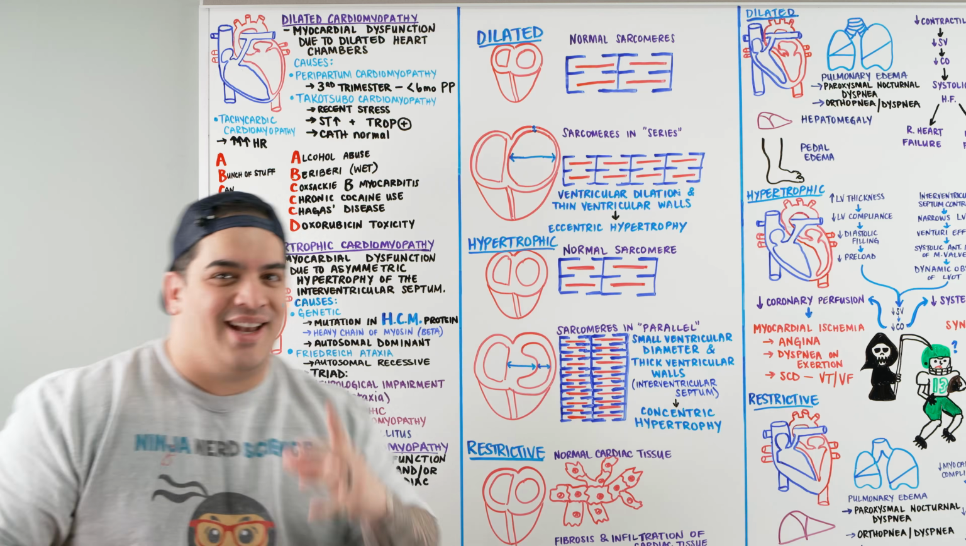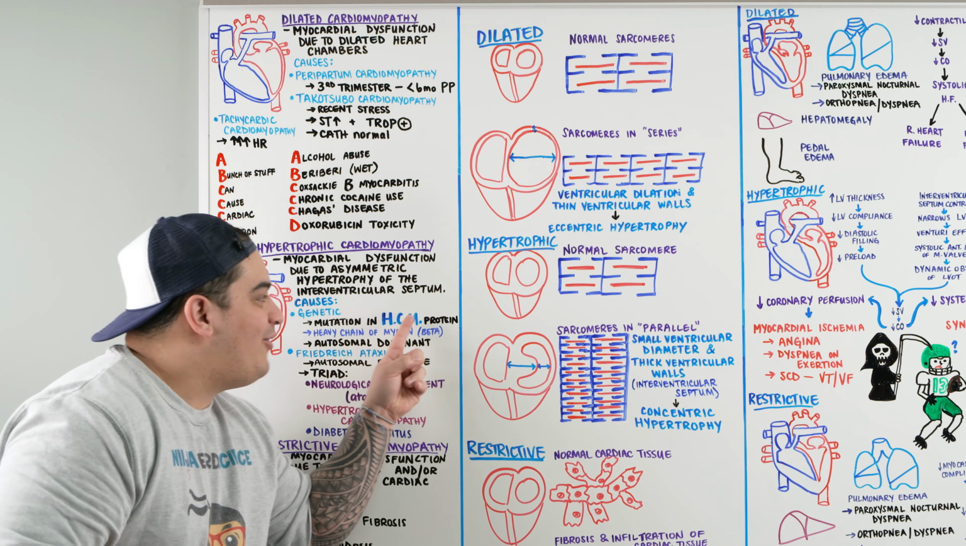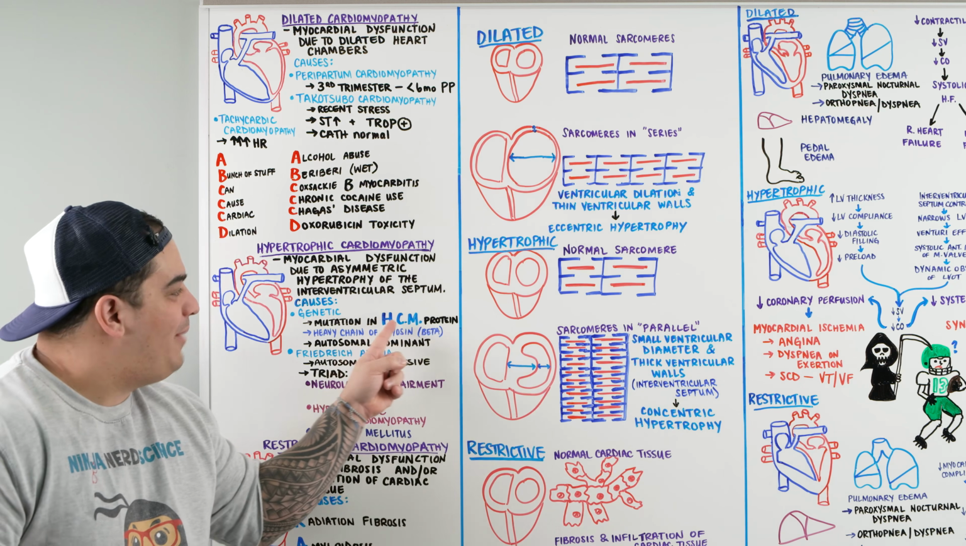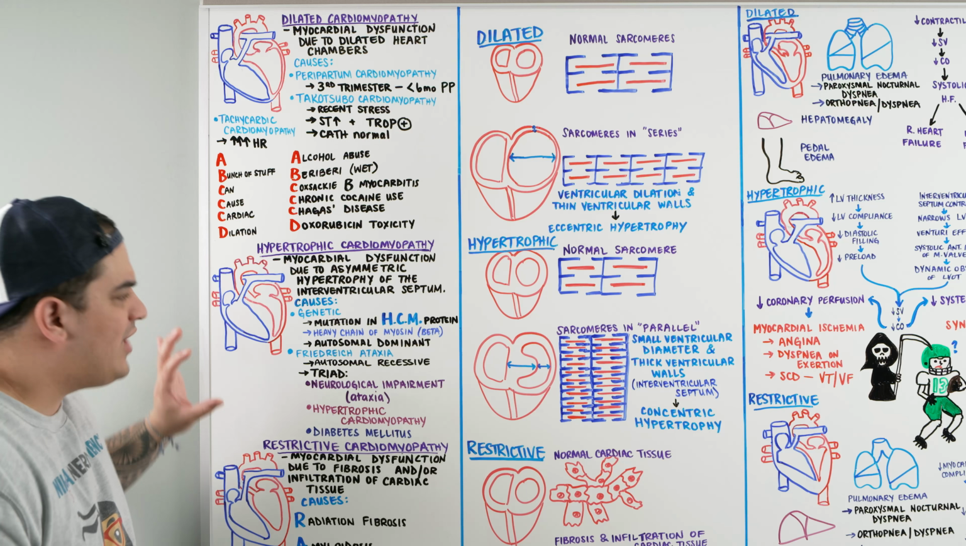And this protein, guess what? A little way to remember it is the heavy chain of myosin protein. What does that look like? Hypertrophic cardiomyopathy helps you to remember it. Now, that's one of the causes.